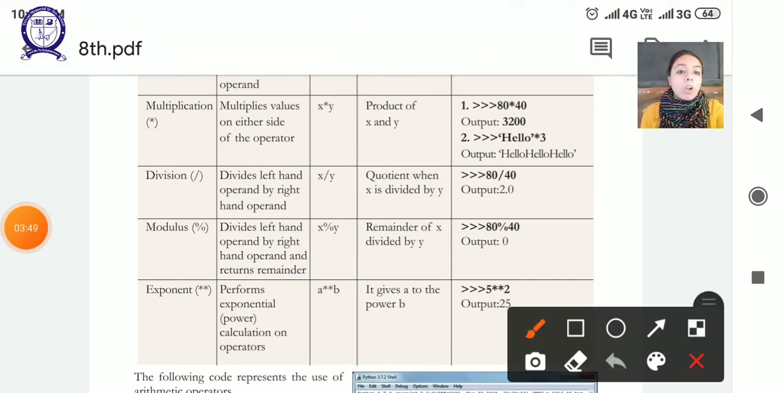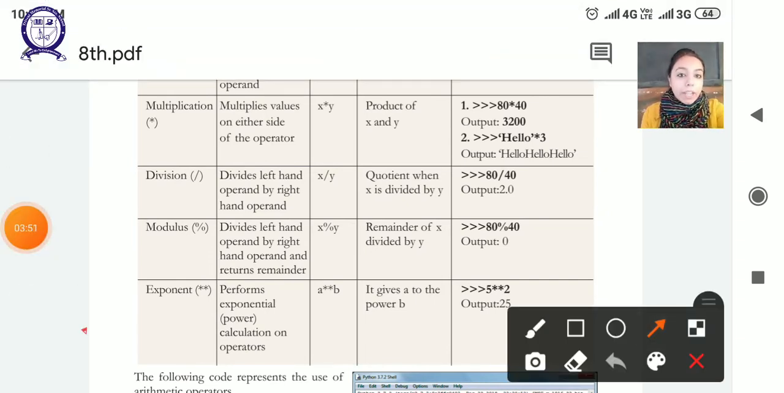Next we have the exponent operator. When we talk about the exponent operator, exponent means power of. So a raised to the power b gives a to the power b. Here we have taken an example 5 star star 2. So star star is the symbol of the exponent operator. It means 5 is multiplied 2 times. 5 is the number, and after the 2 stars, whatever the number is there, that is the number of times the particular value has to be multiplied. So 5 raised to the power 2 is 5 5s are 25.